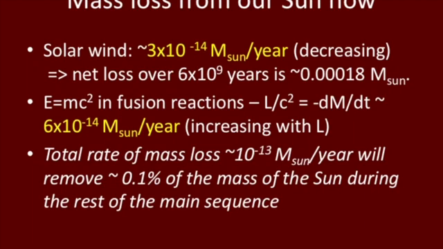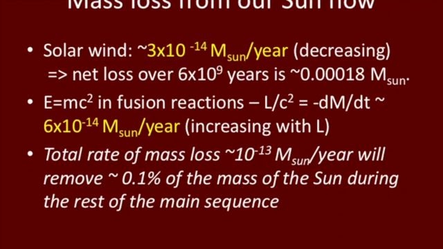Well, let's start by looking at our sun right now. It's losing mass, but not a whole lot. The solar wind is about 3 times 10 to the minus 14 solar masses a year, and gradually decreasing as the convection zone of the sun spins down. And that only is going to take off a tiny amount of mass.